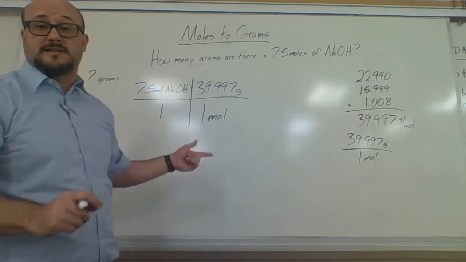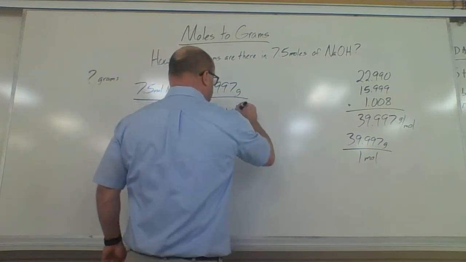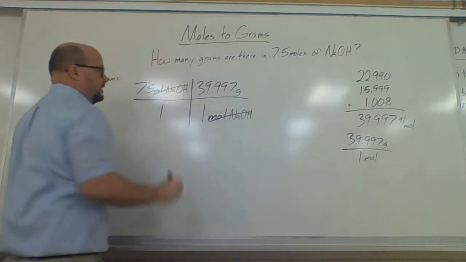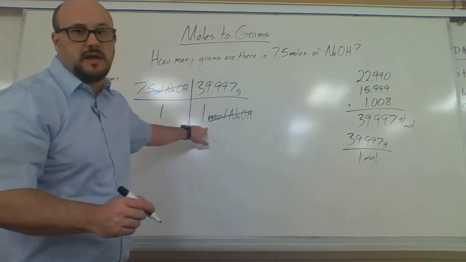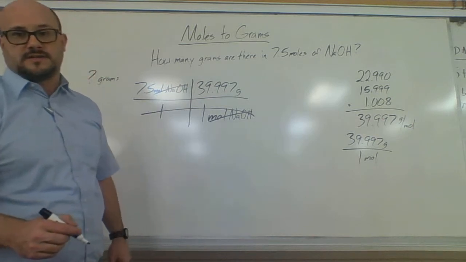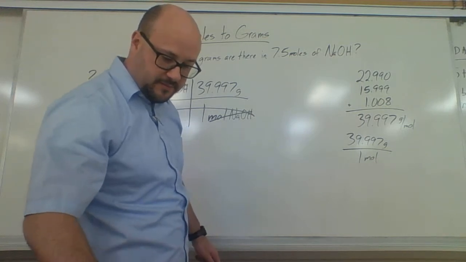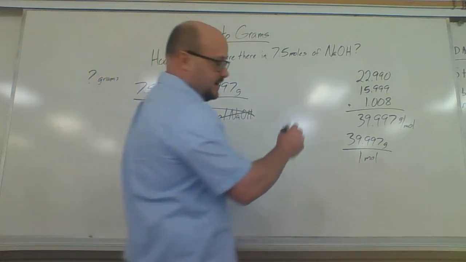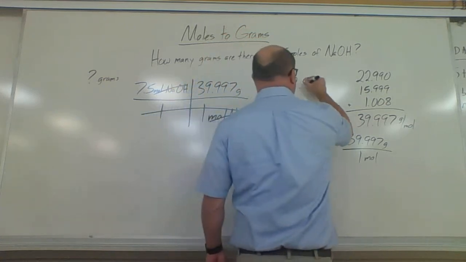The next step was to cancel out your units. Moles, and technically that's moles of NaOH. We're going to cancel that and cancel it up here. Now the bottom, when we multiply across, is strictly 1 times 1, and we're going to ignore that. And then just multiply straight across the top to find your total grams. 39.997 times 7.5 gives us a grand total of 299.9775 grams.